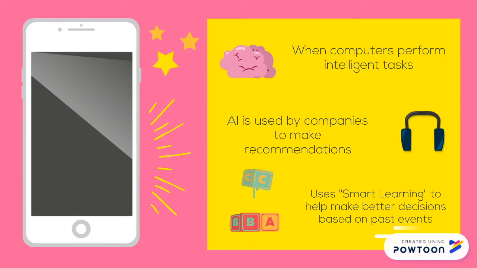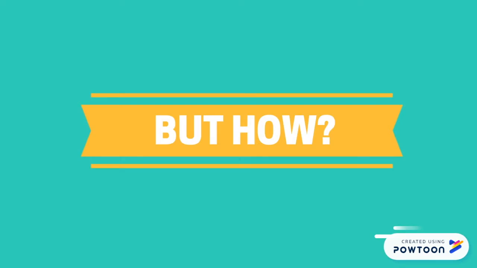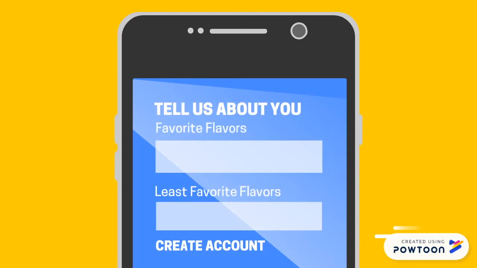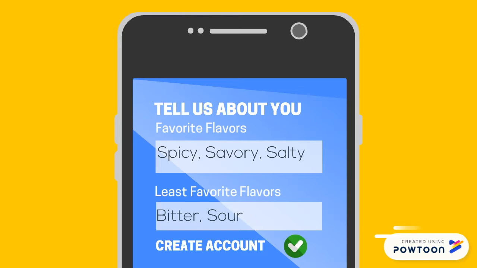Lastly, AI uses smart learning to help make better decisions in the future based on past events and trends. So how will this help Jane with her problem at the restaurants? For example, a cell phone app can be downloaded by Jane, where she can make her own profile and input her data, meaning what she can and can't eat, what she likes to eat, and start building a consumption history log that can help create a better profile for Jane.